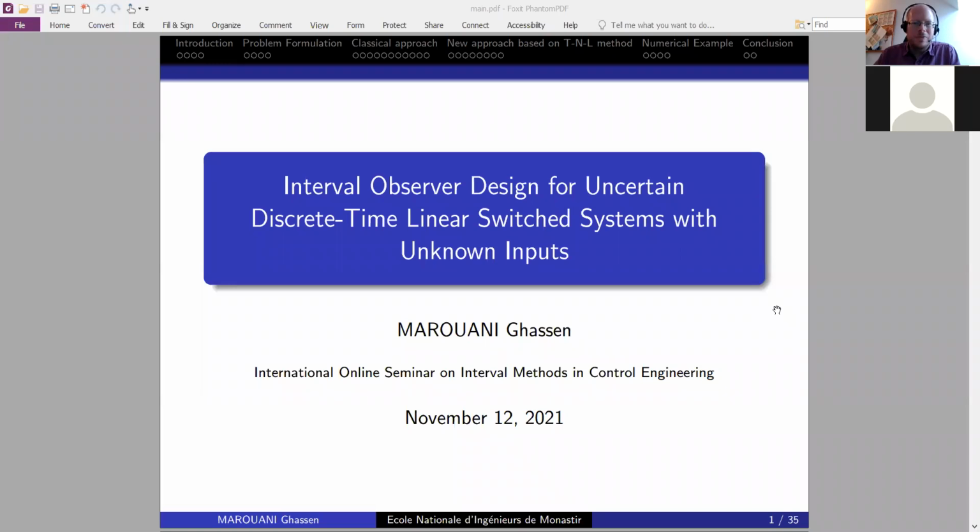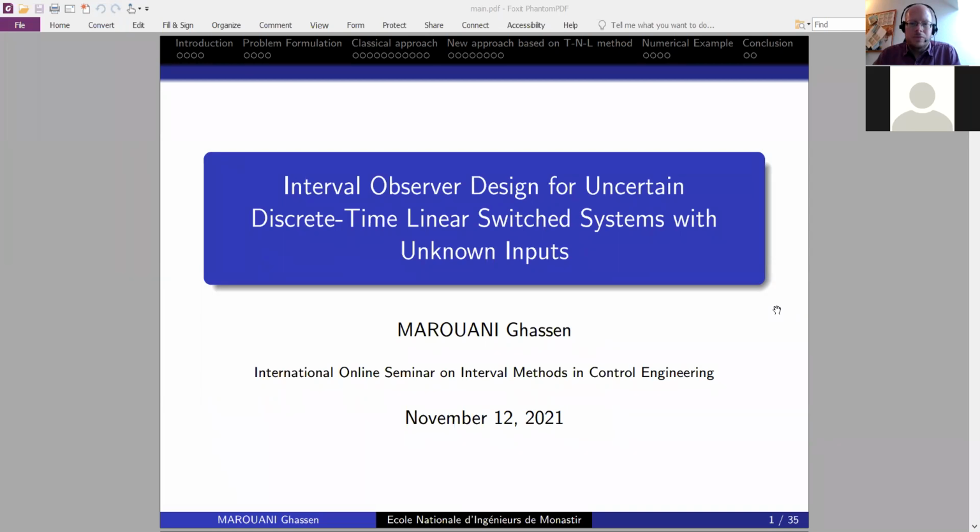So hello everybody. The talk of today deals with interval observer design for uncertain discrete time linear switched systems with unknown inputs. And the speaker is Ghassen Marouani.